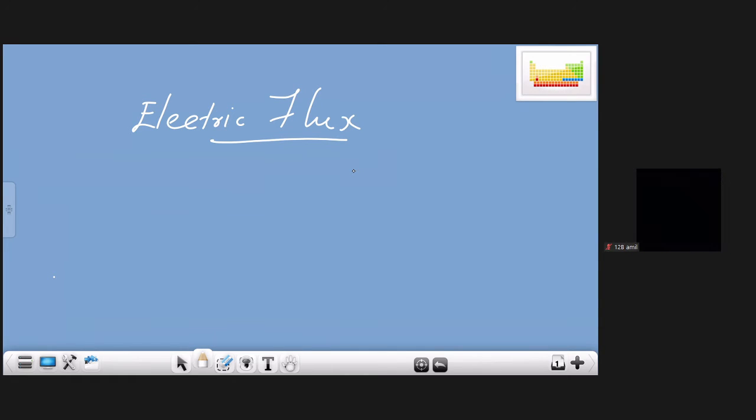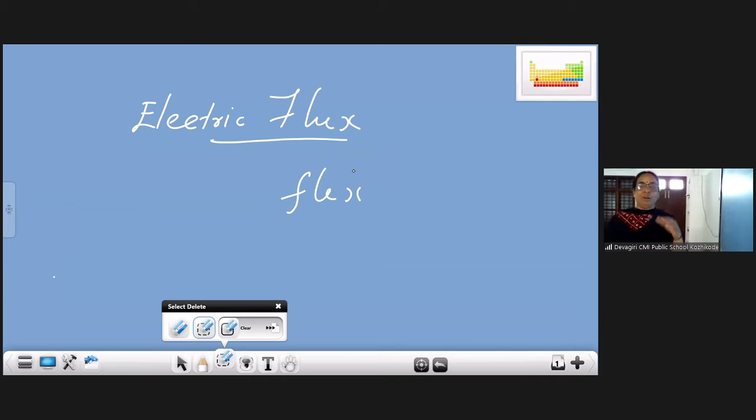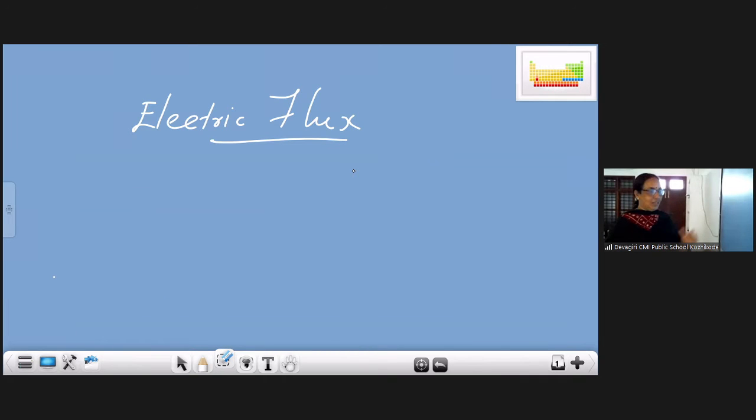Electric flux is the flow of electric field lines. That is the meaning of electric flux: flow of electric field or electric field lines. Now it's a physical quantity, so it should have a proper definition and an expression. Usually electric flux is denoted by the letter phi. This is read as phi.